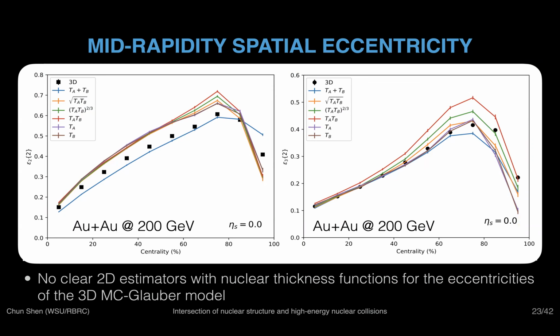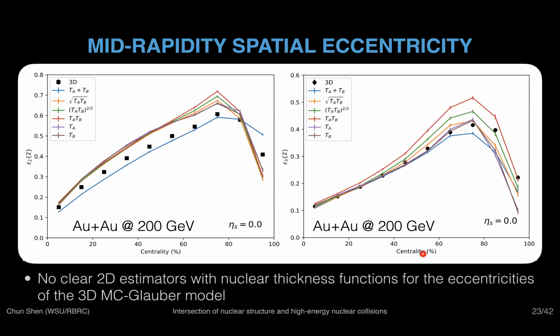So here is the calculation of the eccentricity. Epsilon 2 is a function of centrality, and epsilon 3 is a function of centrality from this model. The 3D calculation is the black dots, and the lines are the estimates from the 2D limit functions. Are you doing this with the energy density or the entropy density? All of them are energy density. Okay, because normally the square of T_P is with the entropy.